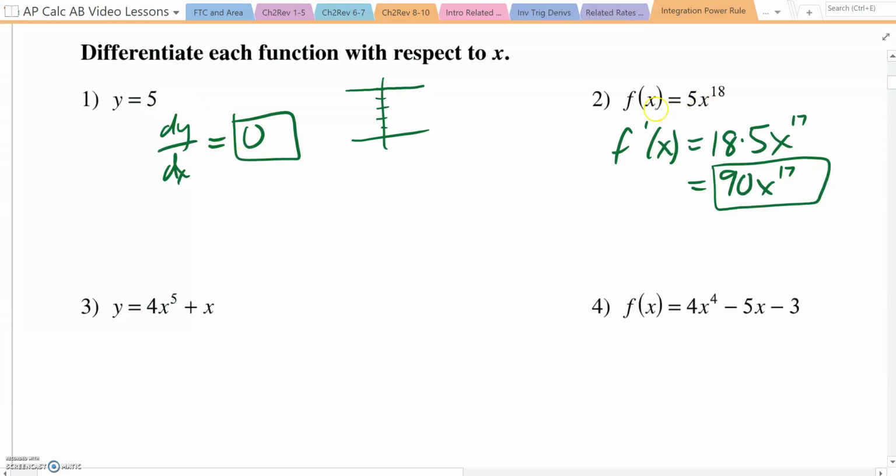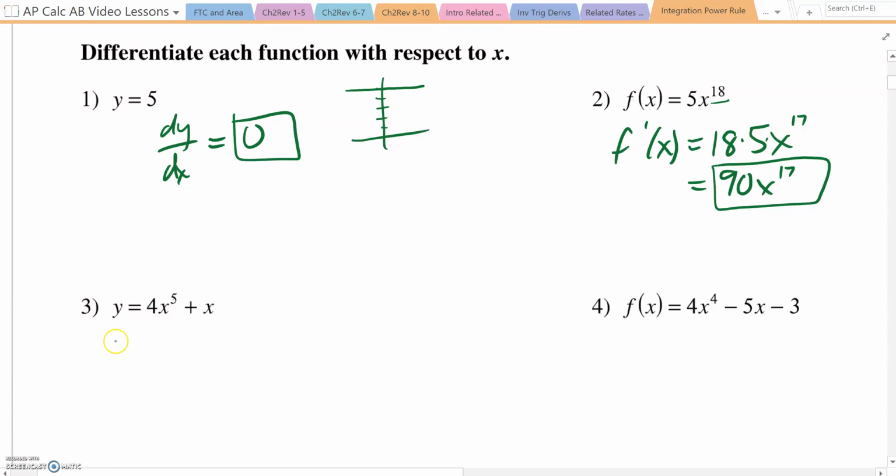Second one, they've got f of x. We're going to go f prime of x notation, and we'll bring the 18 down using our power rule and multiply by the 5 that was out there and reduce the power. 18, reduce it by 1 to 17. And 18 times 5 is 90.